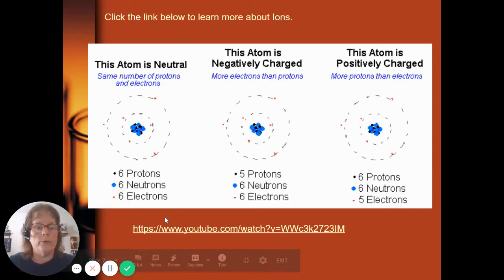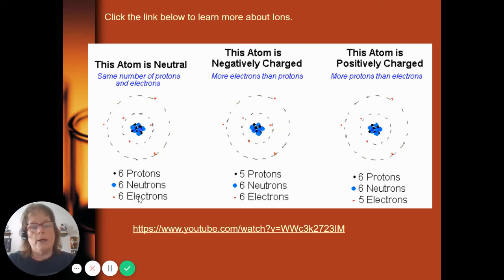Here's a picture just showing most of the atoms we'll be talking about will be neutral atoms or stable atoms, which means they have the same number of protons as they do electrons. So that would be 6 particles that have a positive charge and 6 particles that have a negative charge. So they're going to cancel each other out.